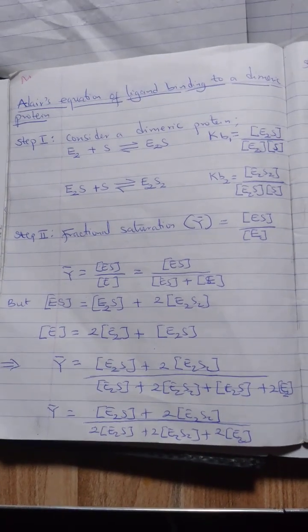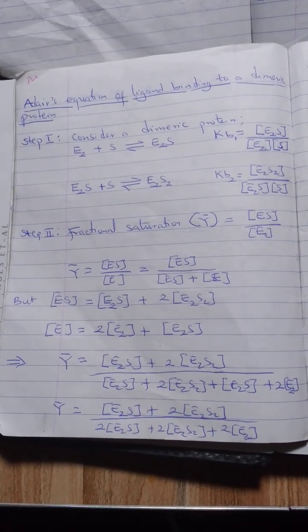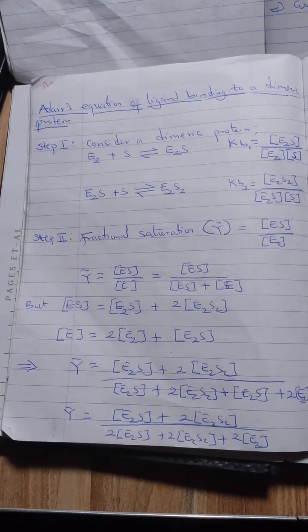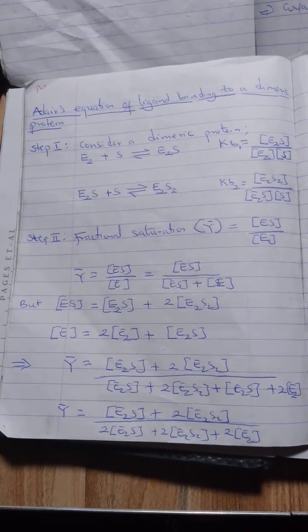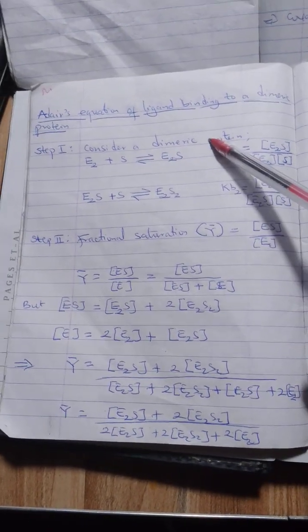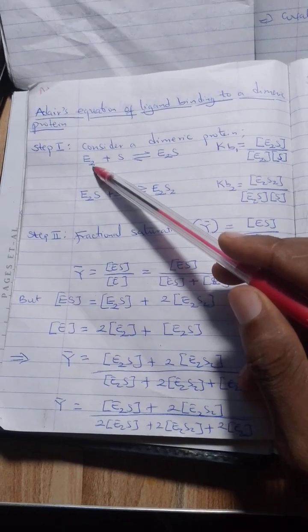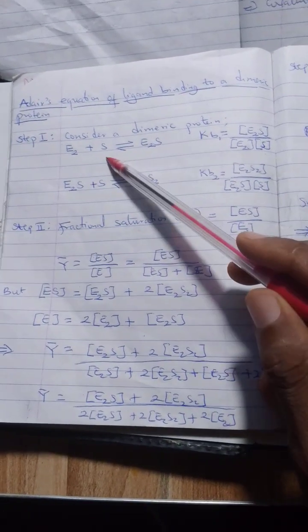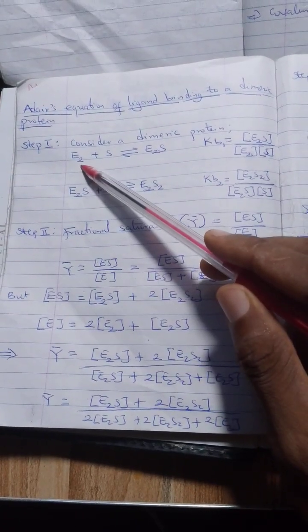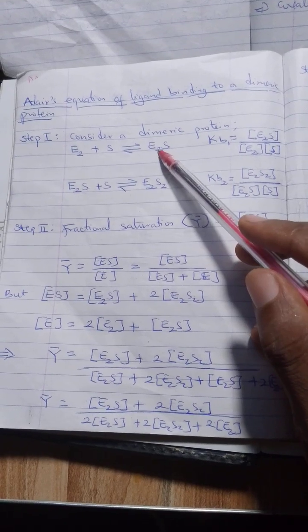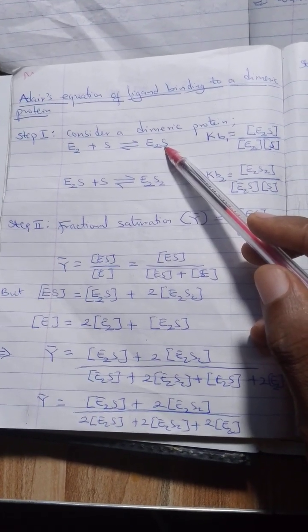Alright, fine. I will be explaining the Adair equation for ligand binding to a dimeric protein very quickly. Now, to solve this, let's consider a dimeric protein. This is a dimeric protein, E2, that is an enzyme having two binding sites. If one substrate binds to the enzyme, only one of the binding sites will be occupied, so we'll have E2S.